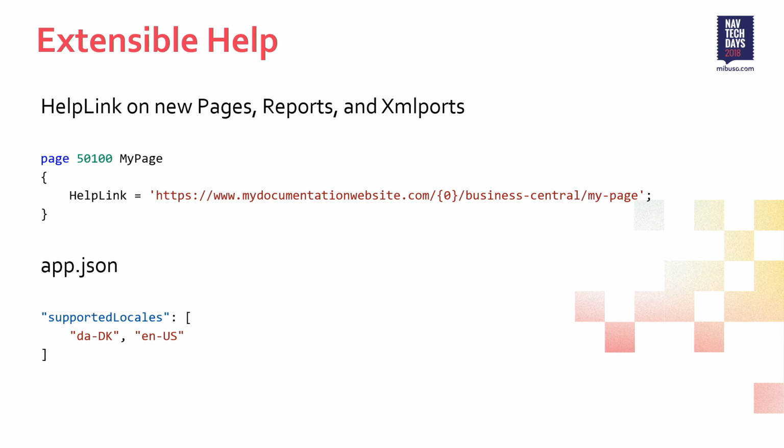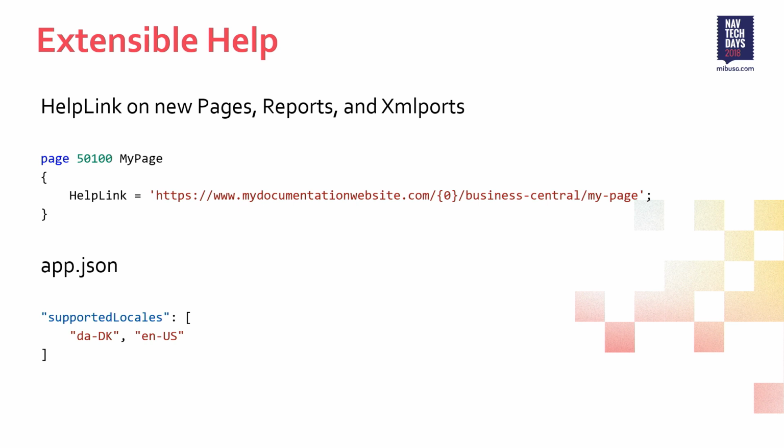Another thing we have added. The problem was that you could add a bunch of new objects, but the help was actually in the cloud, just pointing to our help server. So we have added the ability to add help links on objects. And those help links are the ones that will be invoked whenever you ask for help. And you can point it to your own external help server if you want to.